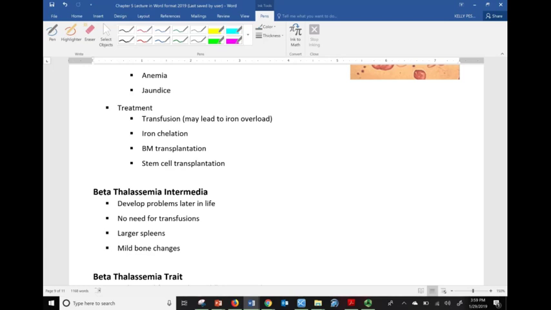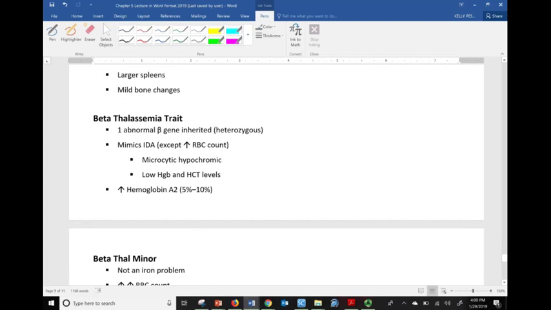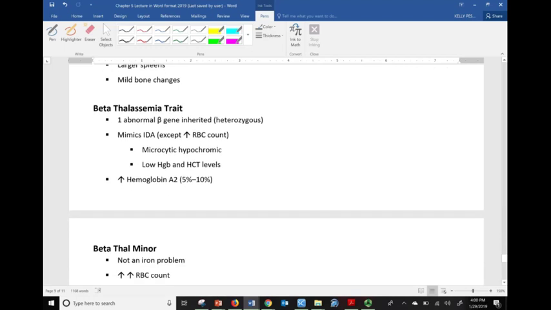Then beta thalassemia intermedia is the next one. They're not as severe, but they do develop problems maybe later in life. They may have a larger spleen and mild bone changes. And then we have beta thalassemia minor, also known as beta thalassemia trait. And this is where you only inherit one abnormal beta gene, and that is what heterozygous means.